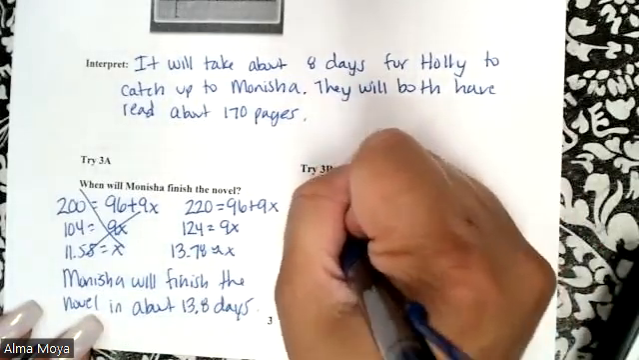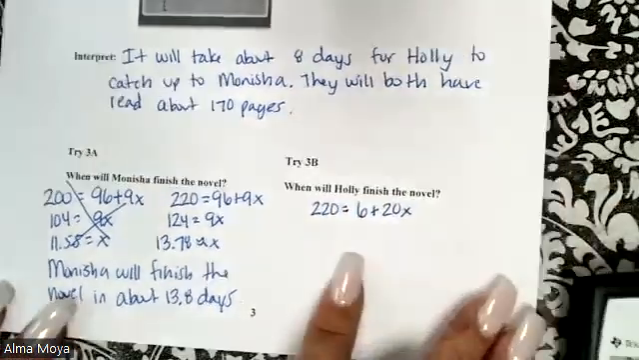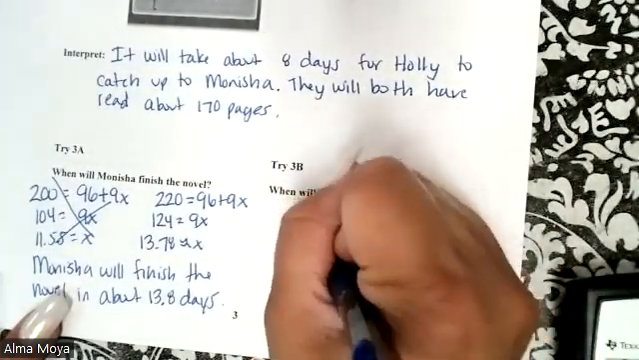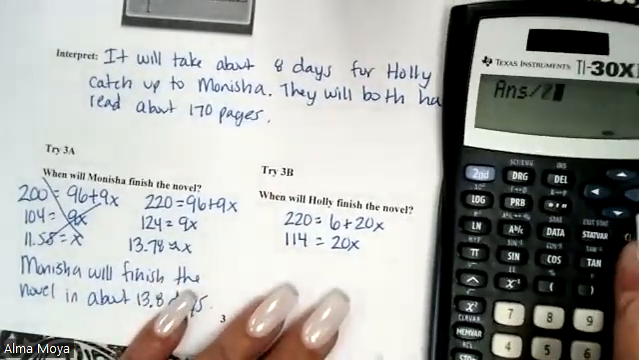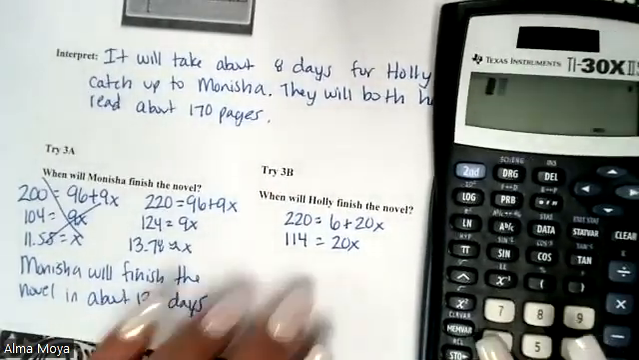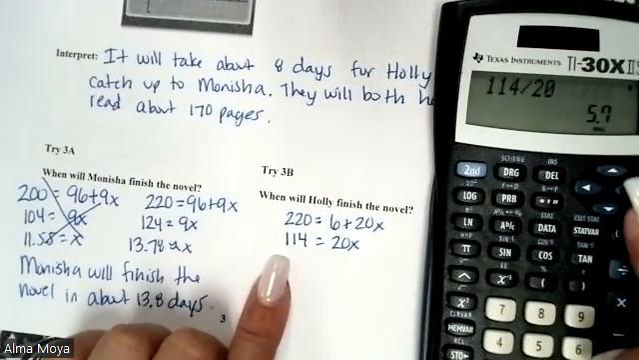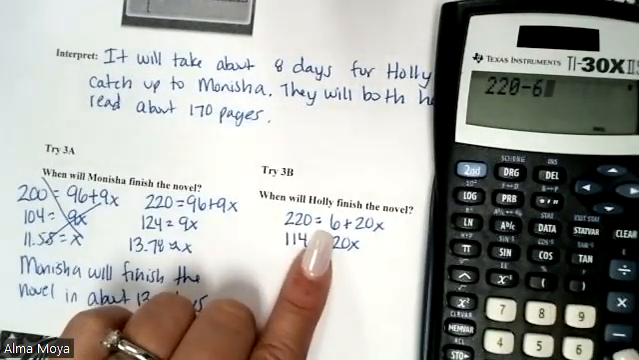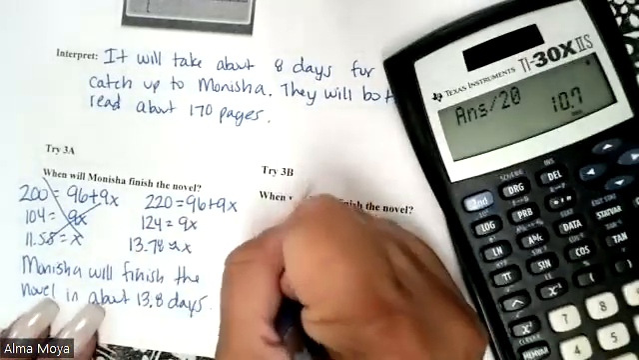So now I'm going to set 220 equal to Holly, and Holly's equation was 6 plus 20x. So I'm going to go ahead and minus 6 to both sides. So I get 214 equals 20x. And then I'm going to go ahead and divide that by 20. Let me make sure 220 minus 6 pages. Oh, wait. Yeah. And then divide that by 20. So the answer is 10.7.